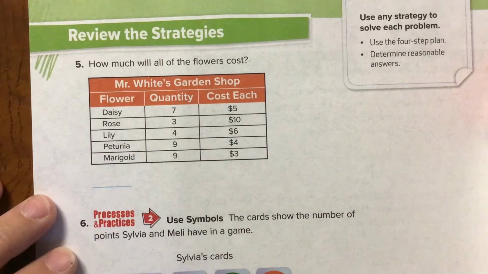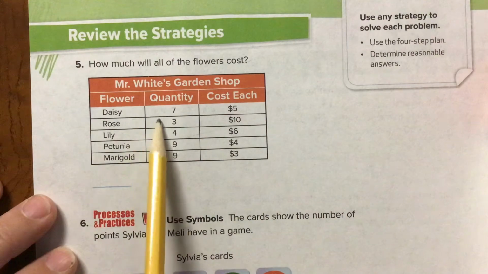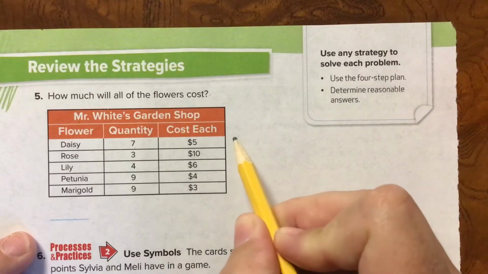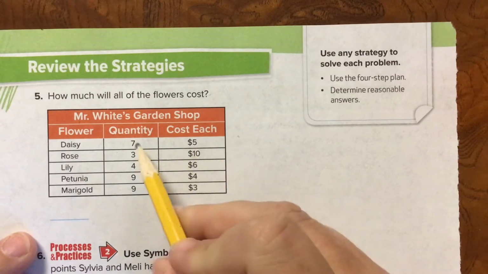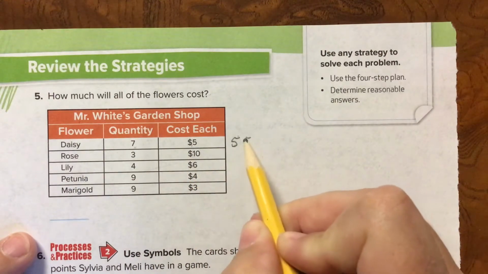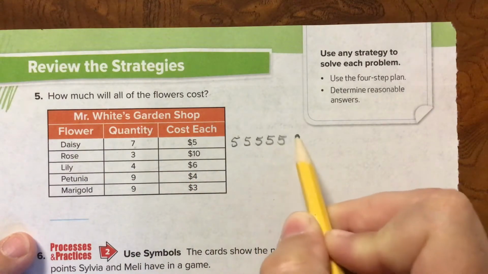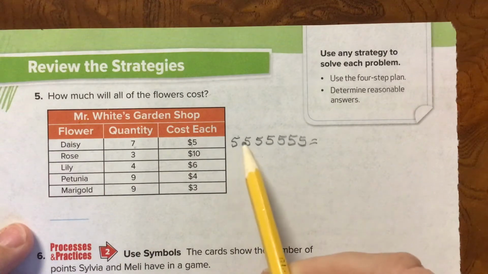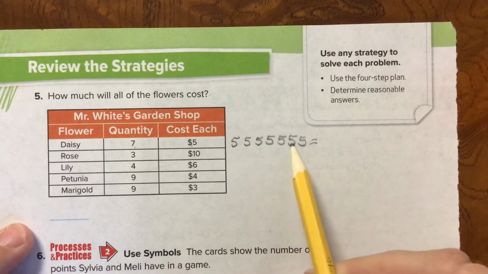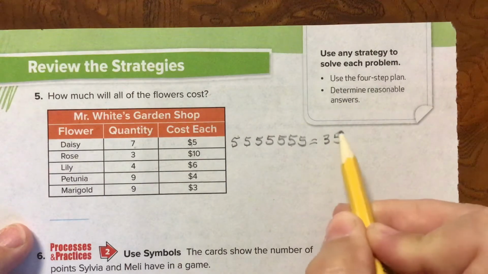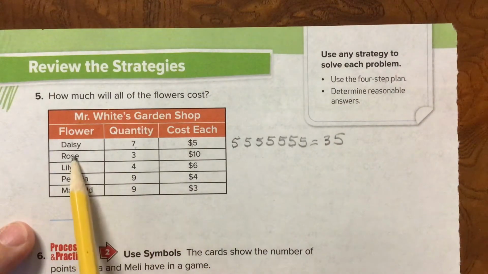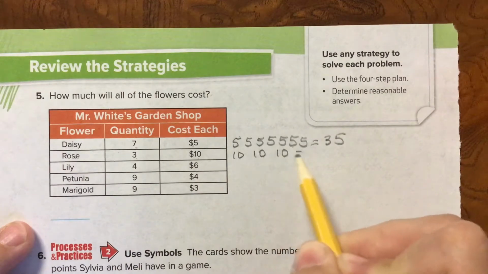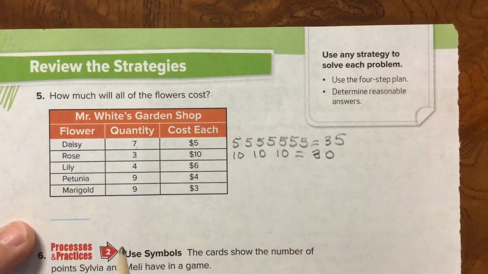So we have to figure out what we can do here to find out how much each one costs. Well, daisies, there are 7 of them. That's $5 each. So I'm going to put 7 $5 right here. So 1, 2, 3, 4, 5, 6, 7. And when I add those up, if I count by 5s, 5, 10, 15, 20, 25, 30, 35. So I know that there's $35 in just the daisies. Then I look at the roses, and there's 3 of them for $10. So a 10, a 10, a 10. And when I add those up, that gives me 30.